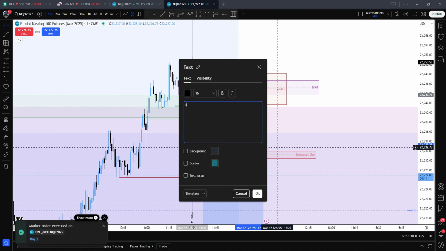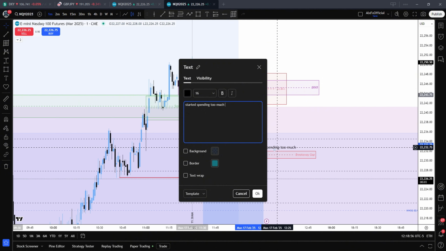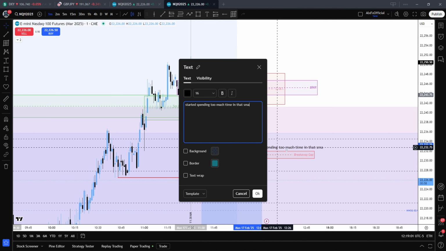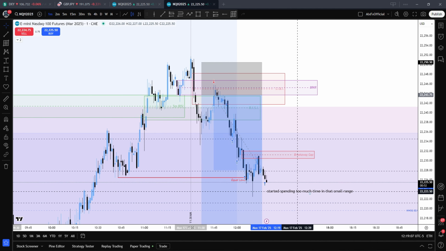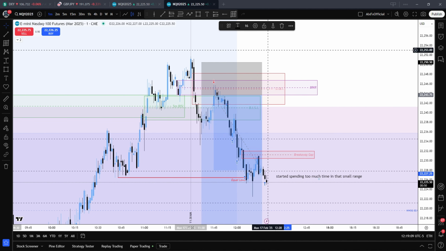So the last contract has now been closed, and I'm about to type out the reason why. It's practically because we're spending too much time within that small range that we created, which is not a good sign, because in the eyes of retail, we are forming a bearish flag, which would indicate that price is going to go lower. But that never works.